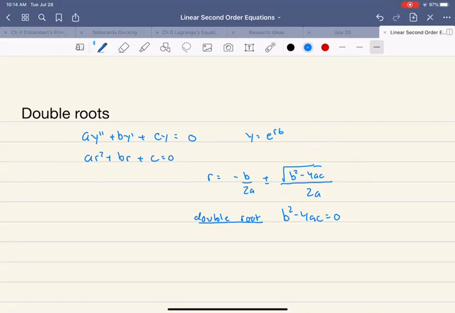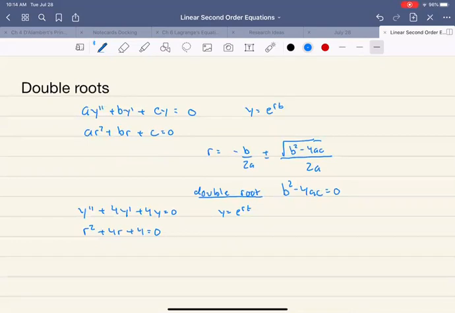Let's do an example first. There's one in the book. So we're going to do y double prime plus 4y prime plus 4y equals 0. Okay, and if we make our substitution, we get r squared plus 4r plus 4 equals 0. And that's going to be r plus 2 squared equals 0.